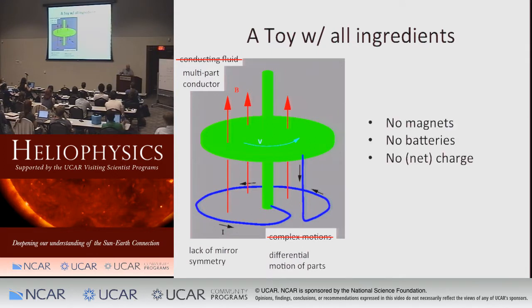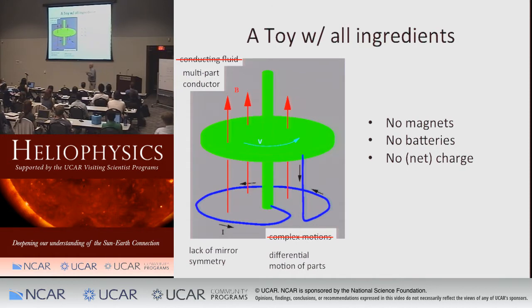And lastly, it lacks mirror symmetry. We'll get to this in a second. If I had tried to build this and just made that, if I'd done something where I tapped this and there was no lack of reflectional symmetry, this wouldn't work. And I'll prove that to you.